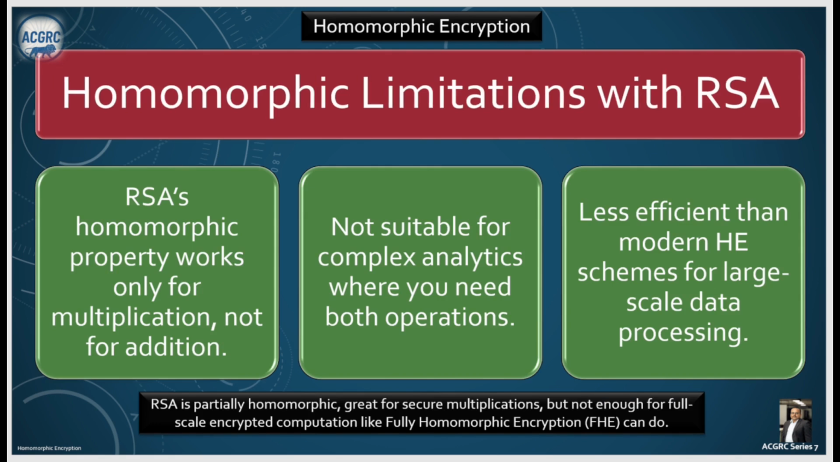Let's look at limitations. RSA's homomorphic property works only for multiplication, not for addition. It's not suitable for complex analytics where you need both operations. It's less efficient than modern homomorphic encryption schemes for large-scale data processing. So these are limitations. RSA is partially homomorphic: great for secure multiplication, but not enough for full-scale encrypted computation like fully homomorphic encryption can do.